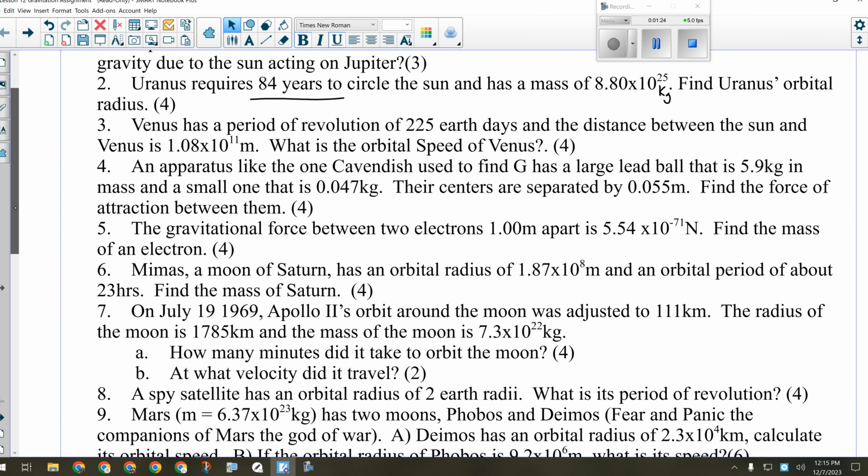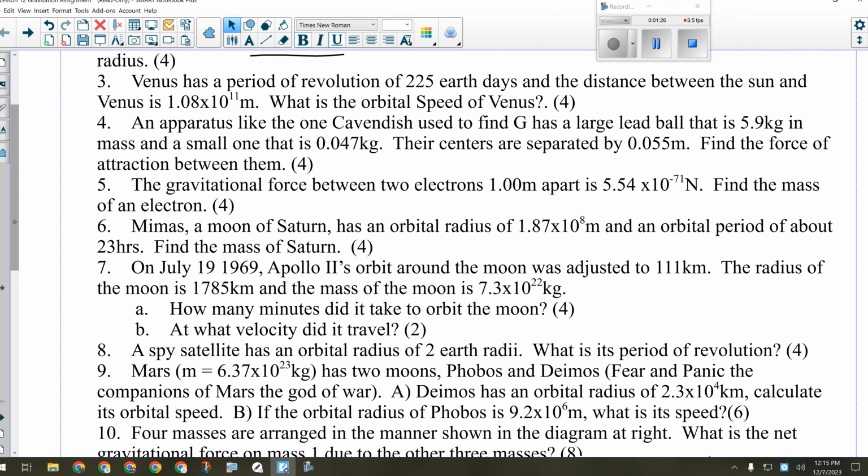Okay. Number 4 is talking about the Cavendish experiment. We watched that video of the professor who set that up with the bowling balls and the masses on the ruler. Okay, so he used that to find G with a large lead ball and a small one. Okay, told us how far their centers are apart. Find the force of attraction between them. Again, not a difficult question. Don't overthink it.